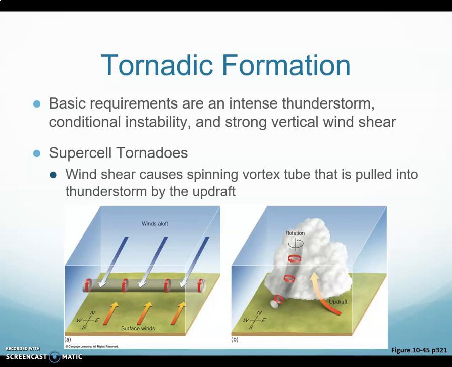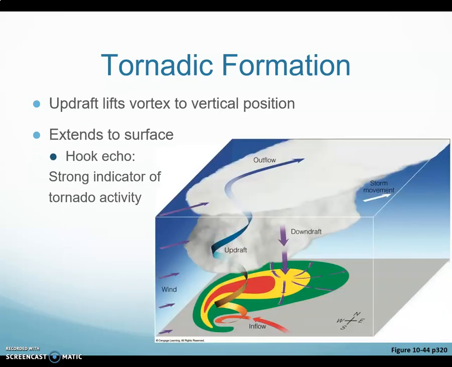And like we talked about before, these are perfect conditions for a supercell thunderstorm to form. That is why supercell tornadoes are much more likely than other tornadoes. So the updraft lifts that vortex from the wind shear up to that vertical position. You've got yourself the nice vertical updraft coming into your thunderstorm like so.